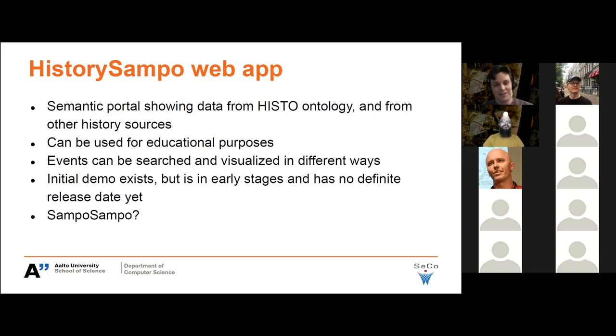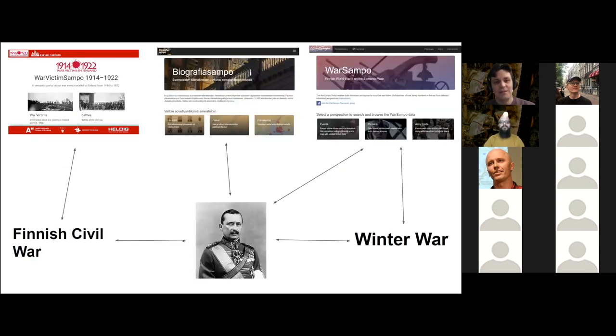You see that there's a Second World War sampo that would perhaps take data for Sampo. Visualize it. Like you see here, all the Sampos, or many of the Sampos of Finnish history, are in a way related. So down here, we would have evidence that might be in this Histo ontology, like Finnish Civil War and Winter War. And in the Histo ontology, it is defined that Mannerheim participated in both the Finnish Civil War and Winter War. And the Winter War and Finnish Civil War do have their own identifiers and many other things.